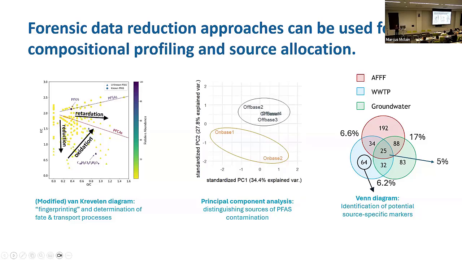As you can see, for example, for AFFF, around 192 PFAS compounds are unique. Around 25 are shared in 3 sites, but from 6.2 to 17% are shared in 2 sites.